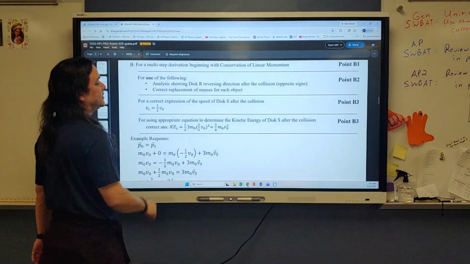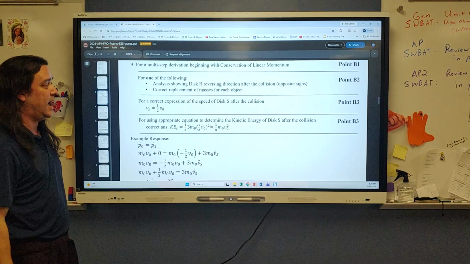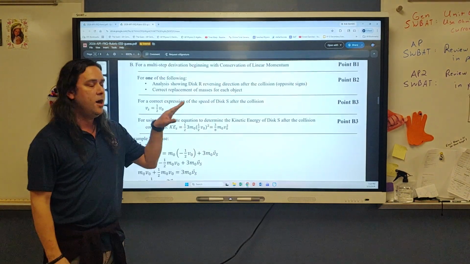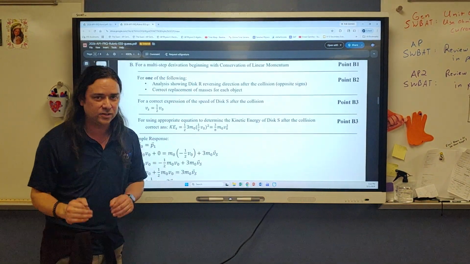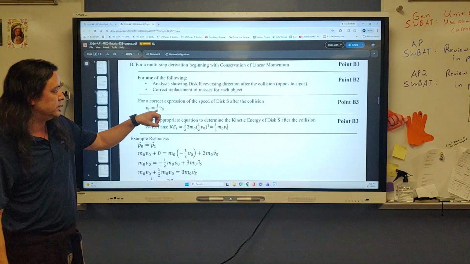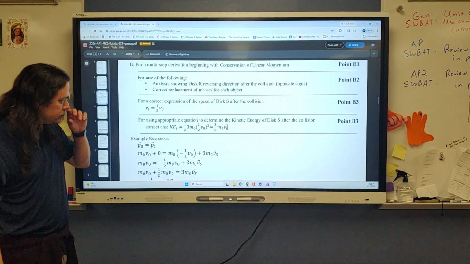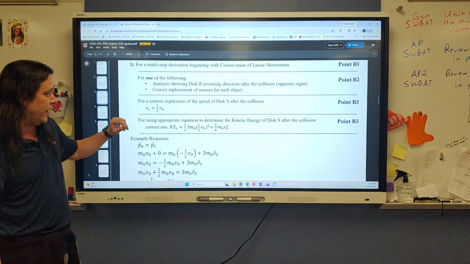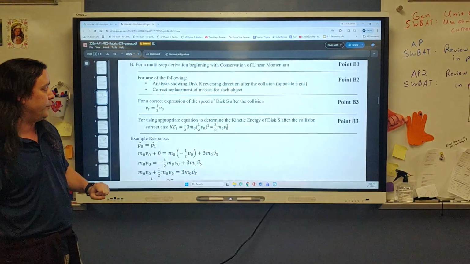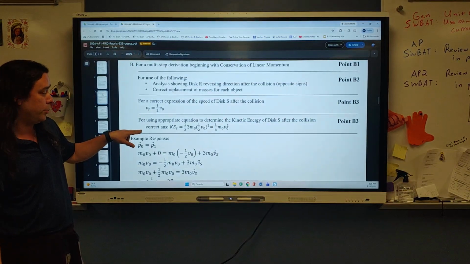1 point for a correct expression of the speed of disk S after the collision. So once again, this is where the point for getting the right answer is coming in partway through. This is positive 1/2 v naught. So if you weren't able to get the correct answer but did the other things, you could get the first 2 points, and maybe even the 4th point.